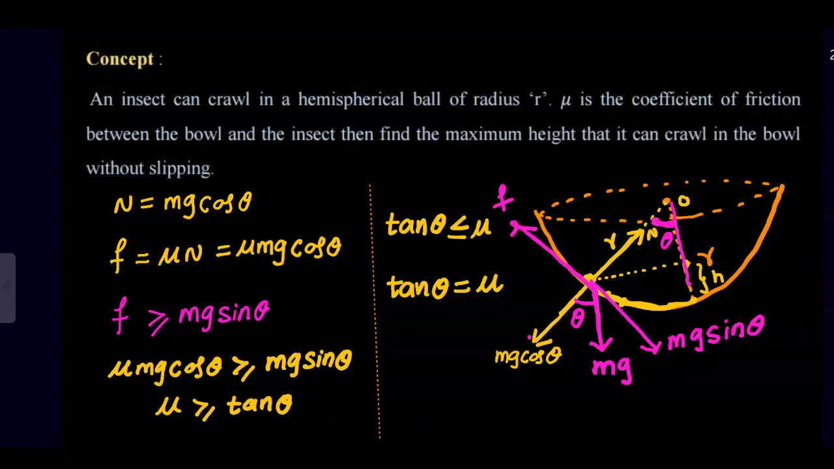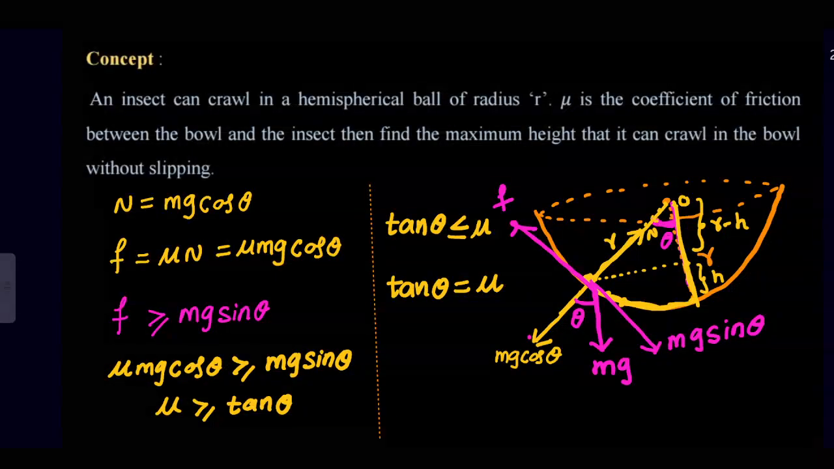Now I need to get the tan theta from the triangle. So from here to here, this is how much? Radius, R. And this is also R only, isn't it? Now this part is how much? R minus H. Yes, and this angle is theta.